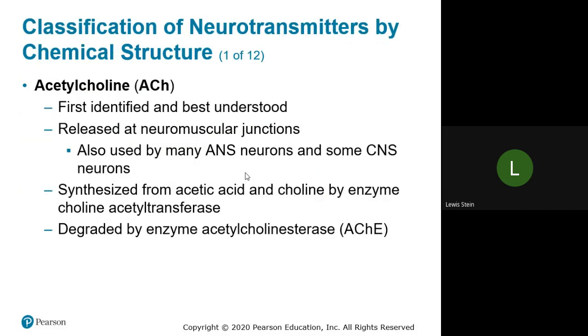Most famous, best known, unique unto itself, the only one in its category: acetylcholine. We know it at all neuromuscular junctions. It's used by the vast majority of circuitry in the autonomic nervous system, as we will get to, and some of the central nervous system. Made from acetic acid and choline by choline acetyltransferase, the name of which is not that important. The enzyme that degrades it, acetylcholinesterase, is. Remember, acetylcholinesterase inhibitors peripherally were the foundation of nerve gases originally used in World War I, and really most chemical weapons are based on that.